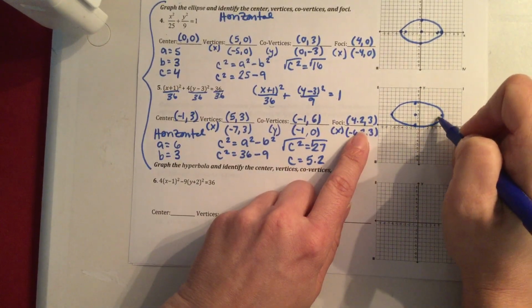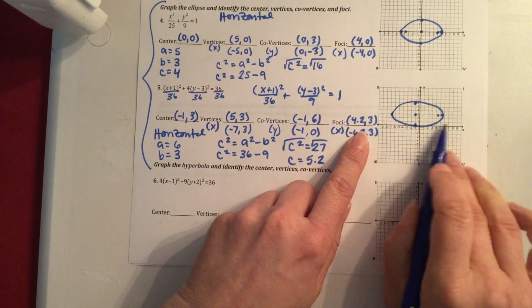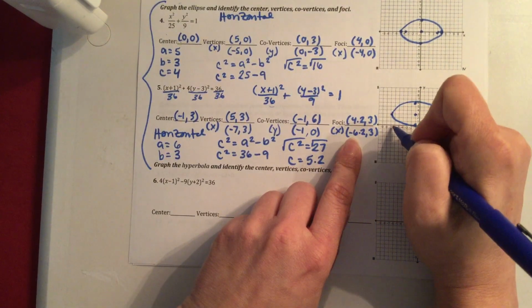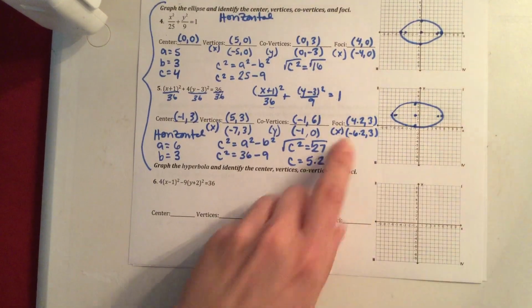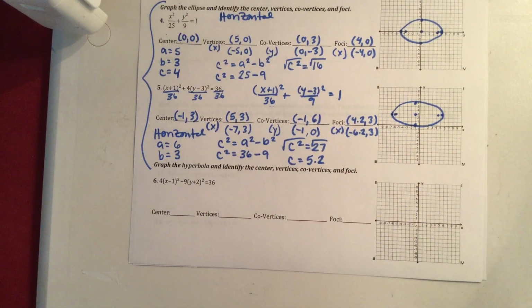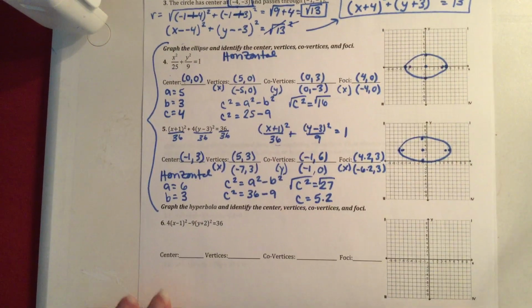So I go to the right 4.2 and I go up 3. Perfect. It is inside of the ellipse. Go to the left 6 and a little bit more, up 3. Again, they are side to side next to the vertices inside of the ellipse. Here is a wonderful review of how the ellipse works.